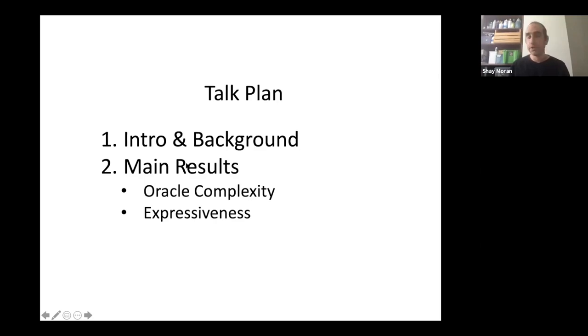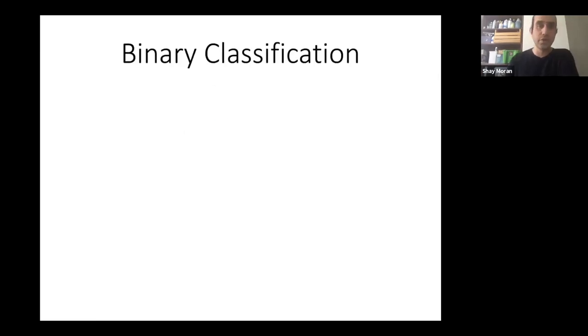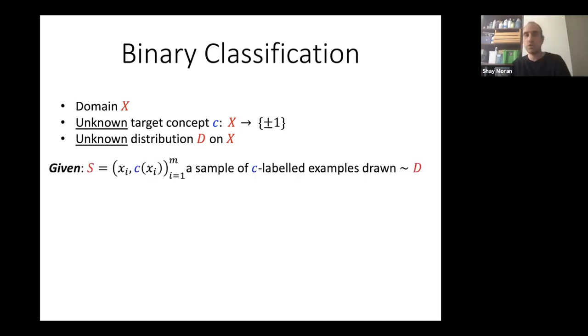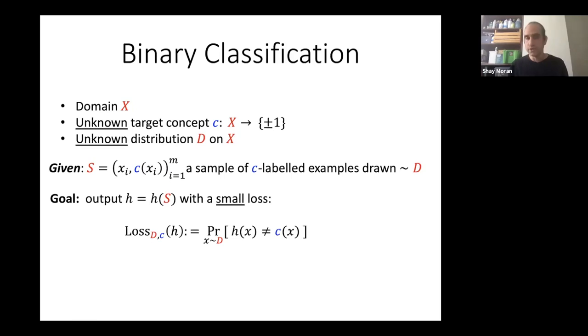So we focus on binary classification. This is a setting in machine learning where we assume a domain X. X is typically a Euclidean space. And there is some unknown target concept, which we wish to learn. A concept is just a binary function, and there is an unknown distribution on X. What we get to see is a sample of labeled examples, drawn from the distribution and labeled by this target concept. Our goal is to learn it, namely to find a hypothesis, another function H, such that the disagreement region between the output function and the target concept has a small measure with respect to the unknown distribution.